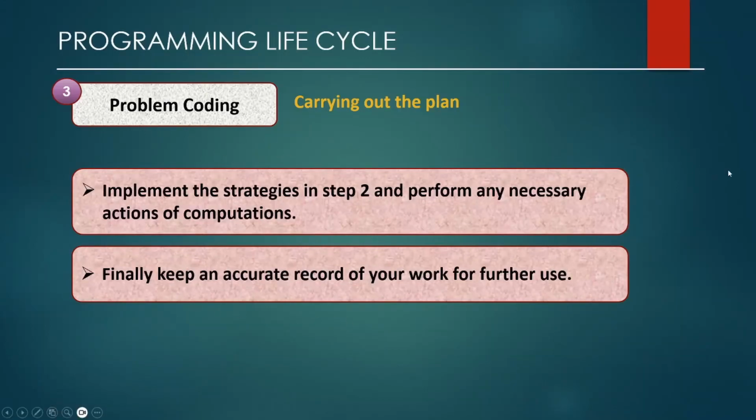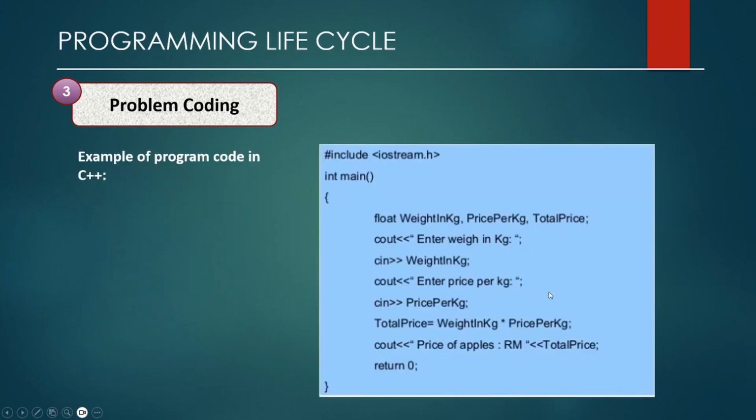Next is the problem coding. Carry out the plan. Implement the strategy in step 2 and perform any necessary action of computation. And finally, keep an accurate record of your work for further use. This is one of the examples of the code in C++.